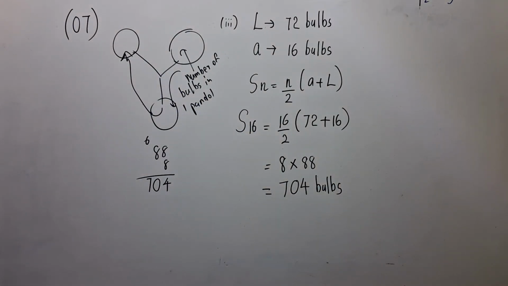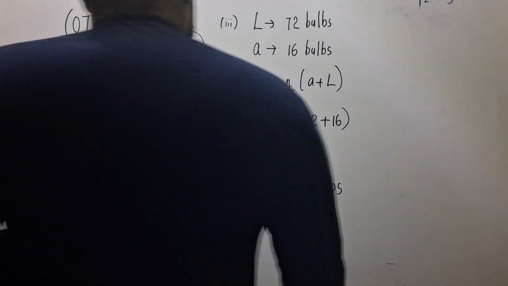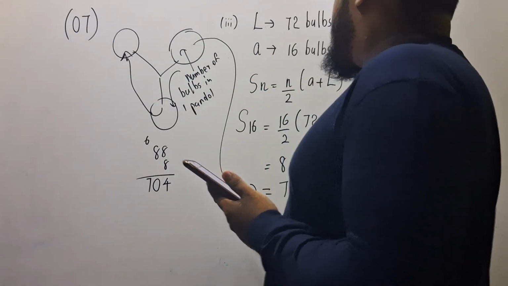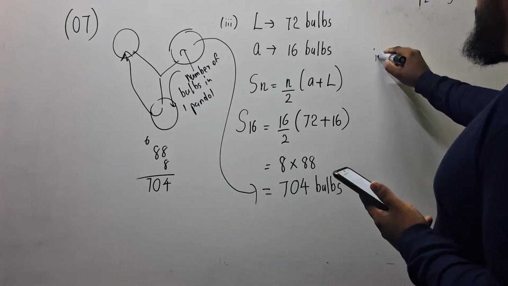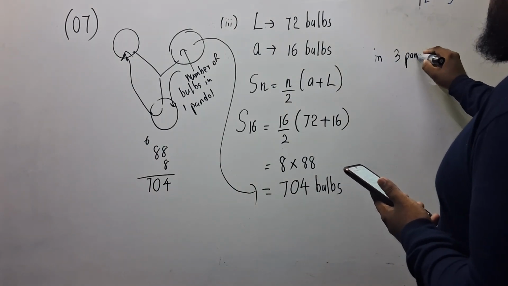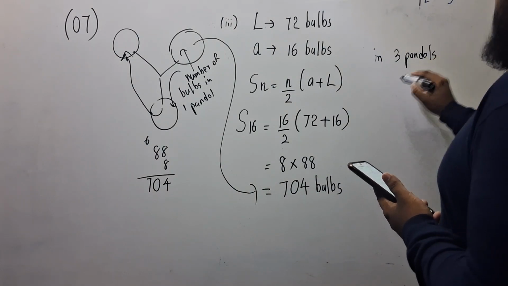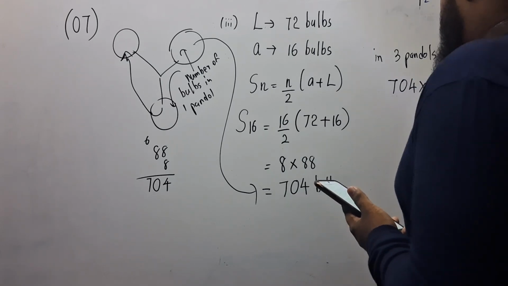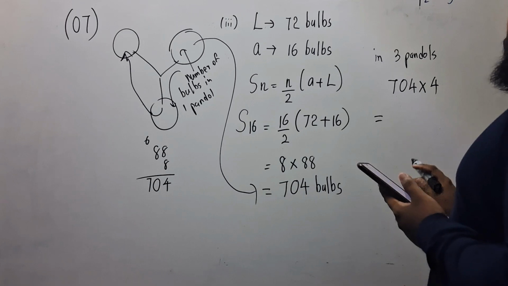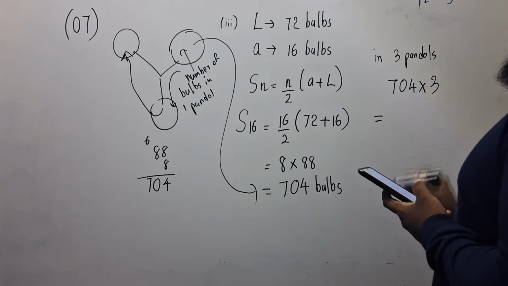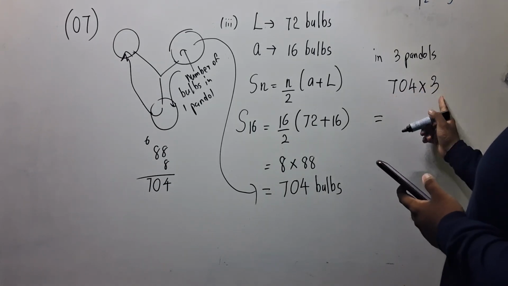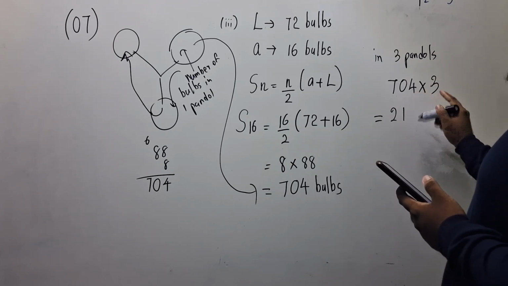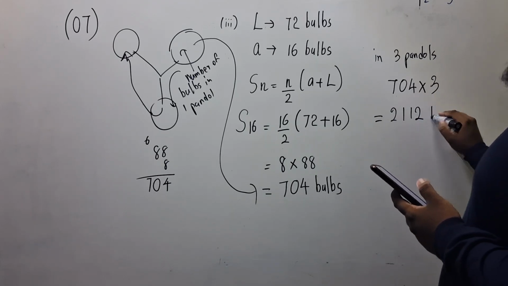Then this is the number of bulbs in one panel. Then you find how many bulbs are in 3 panels, multiplied by 3. 700 times 3 is 2100, and 4 times 3 is 12. So 2112 bulbs are needed.